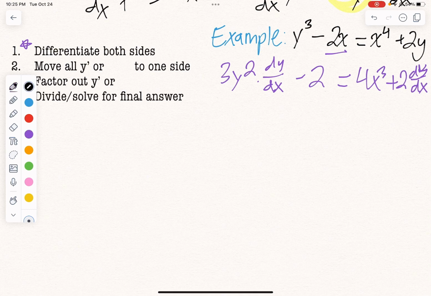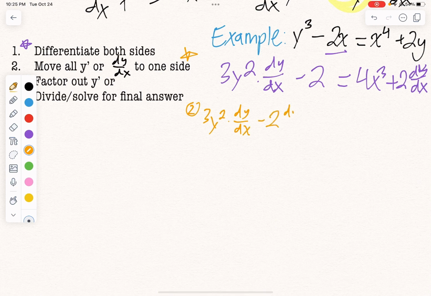Now we move all the dy dx terms to one side, which we will do in this orange color. So we would have 3y squared times dy dx minus 2 dy dx equals, and we're gonna move this plus 2 over. It's kind of just algebra in your head, guys. 4x to the third plus 2.